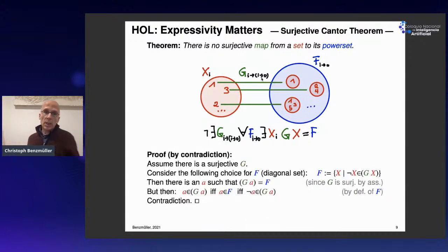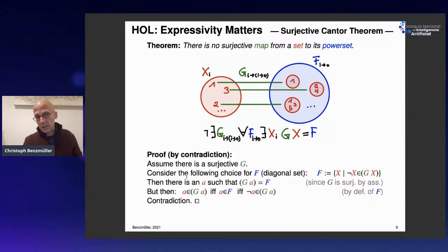Well, you can also, and I do that now here, show the proof of that statement. And you can elegantly prove that in theorem provers. I come to that in a second. Let's do the proof very quickly. Assume there is a surjective G. So the proof is by contradiction. So we first assume that there is such a surjective G, and we will bring that to a contradiction.